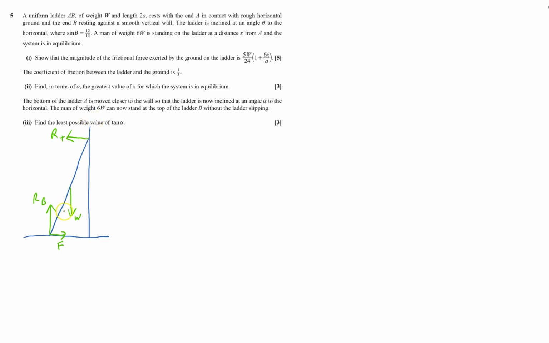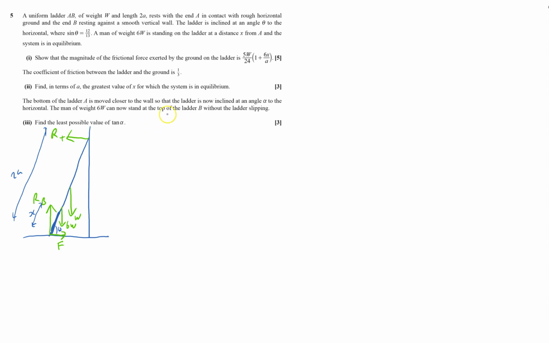I've got to put 6W in there, so I'm going to put the man standing on here. 6W. And it says that the whole distance going the whole way up there is 2A. And this distance here for the man is X. And we're given the angle is theta.